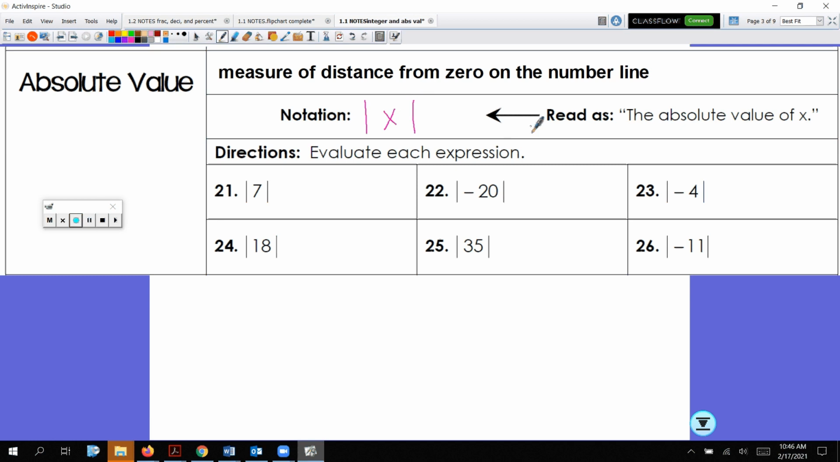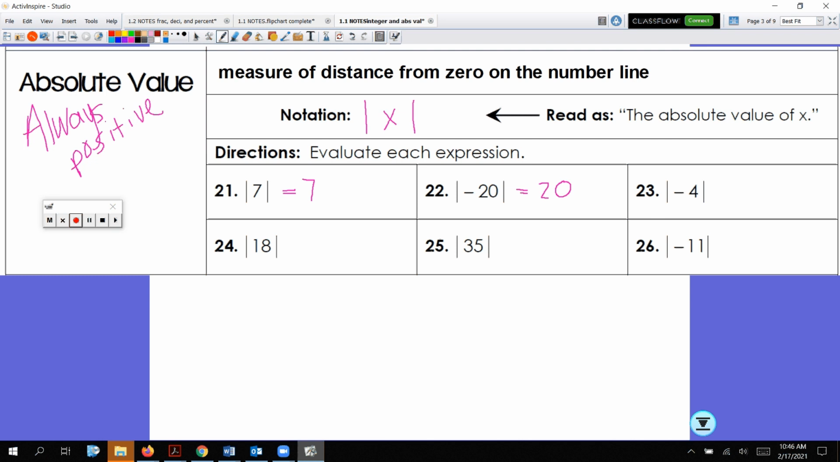So when we evaluate expressions that just have a number in between those absolute value bars, remember, it's how many units away from 0. So for 21, the absolute value of 7 is just 7. For 22, the absolute value of negative 20 is 20 because it's 20 units away from 0. It's always positive, okay?